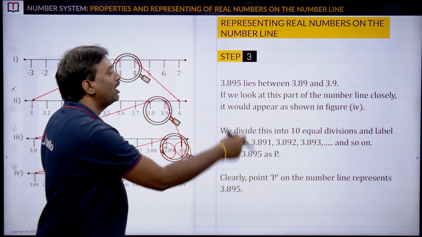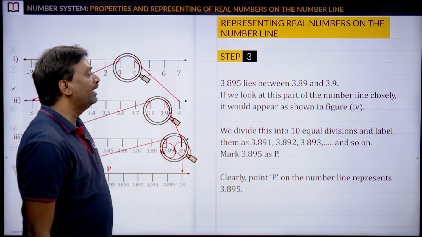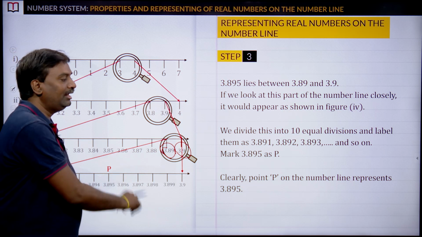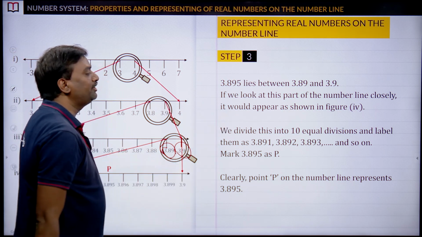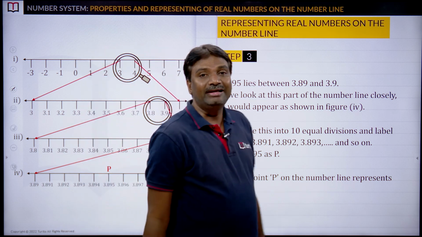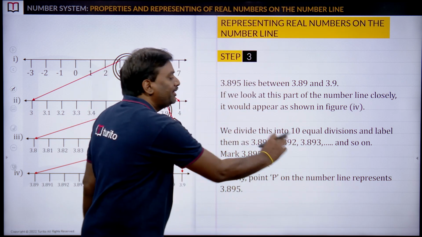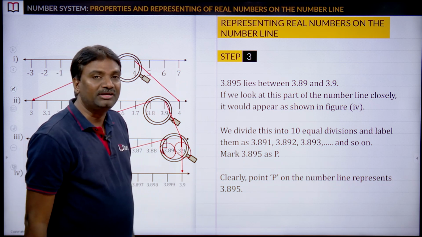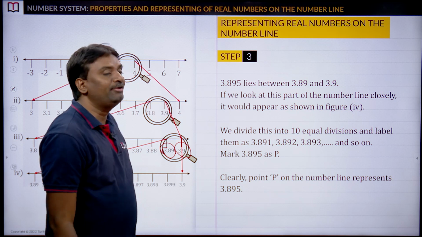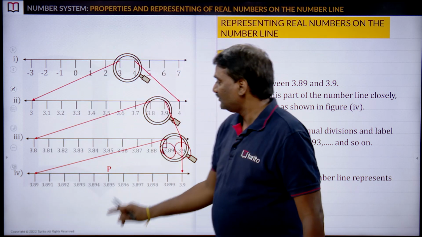If you look at this part of the number line closely, it would appear as shown in figure 4. So, this is figure 4. We divide this into 10 equal divisions and label them as 3.891, 3.892, 3.893, 3.894 and so on. Mark 3.895 as P.